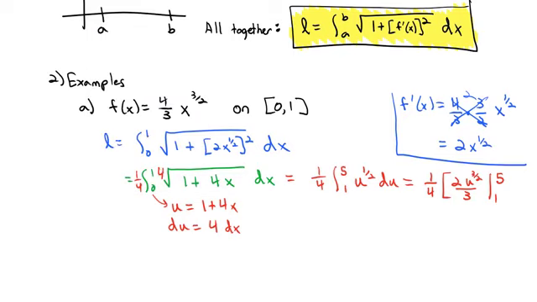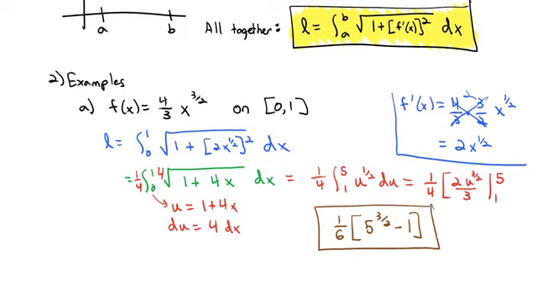Let's go ahead and multiply the constants together. So we end up with 2/12 times 5 to the 3/2 minus 1 to the 3/2, which is just minus 1. And 2/12 we can actually reduce down to 1/6. So let's go ahead and do that. So we have 1/6 times 5 to the 3/2 minus 1. That is going to give us the length of the arc, 4/3 x to the 3/2 between 0 and 1. That's the length of that curve.